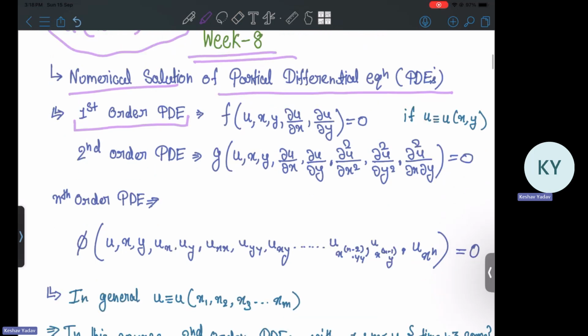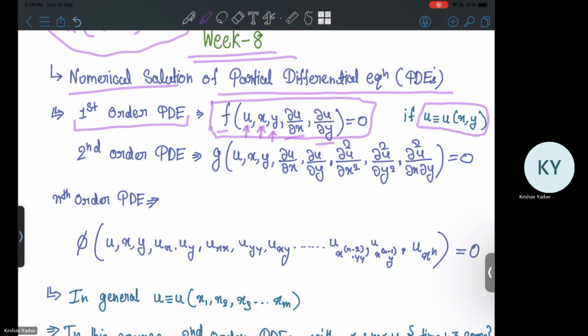If I write in general form a first order partial differential equation, then it will be some function f of u, the dependent variable, x, y, the independent variables, and its partial derivatives, where u is a function of the independent variables x and y. So in general, first order PDEs can be written as this.